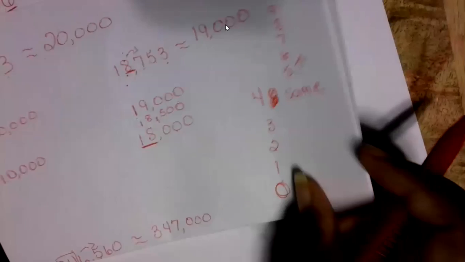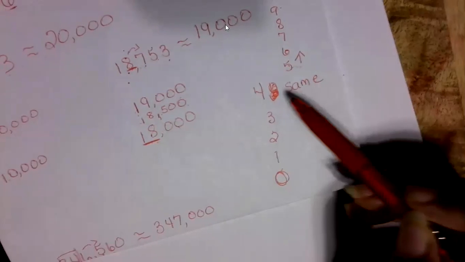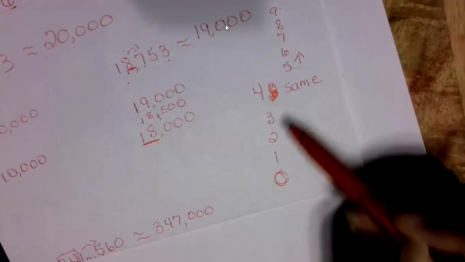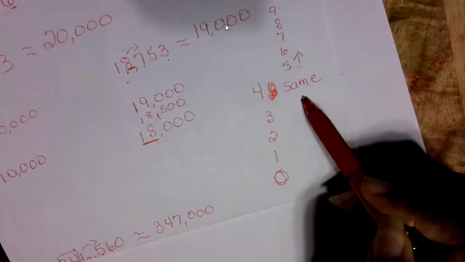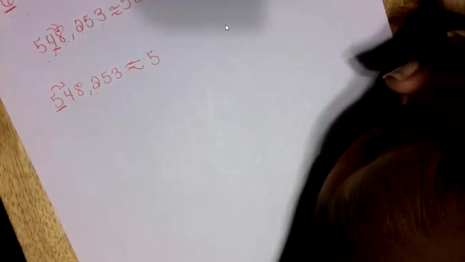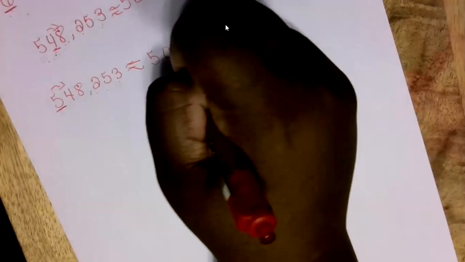Okay, so according to my chart, pulling back at this chart, 4, 3, 2, 1, 0, my number is going to stay the same. So that means that that 5 is going to stay the same. And then everything behind that 5 becomes what? Zeros.